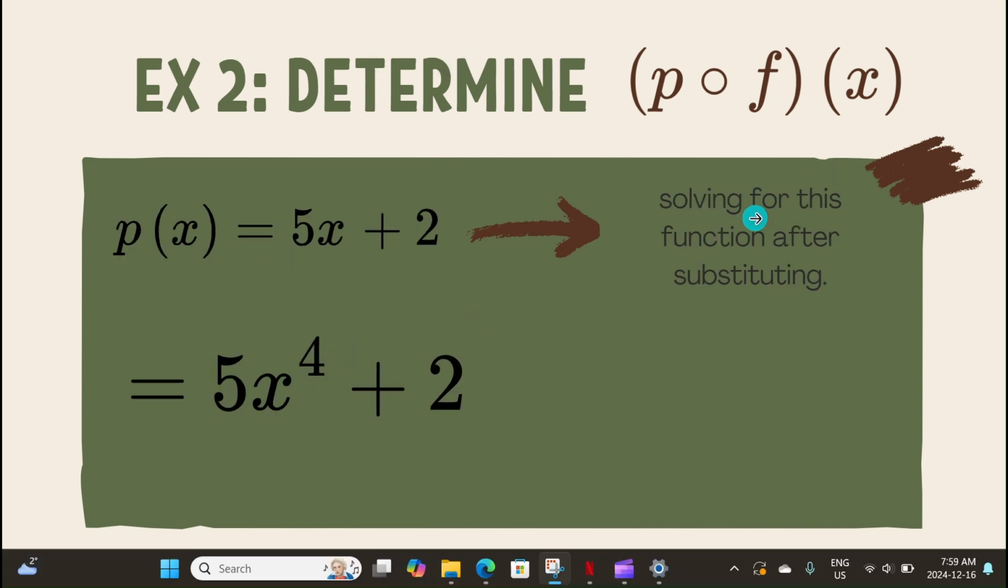Now that we've substituted, we have to solve for the first function. So to solve for p of x, we substituted f of x, which was x to the power of 4. So now we have reduced it to 5x to the power of 4 plus 2. And that gives us our final answer.